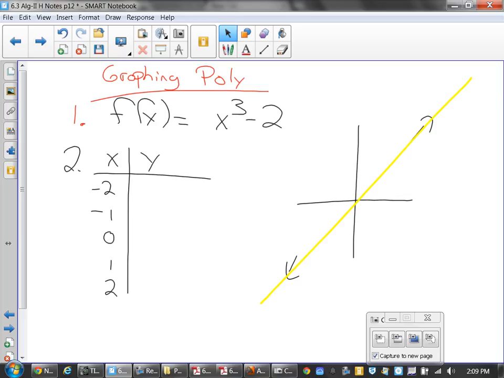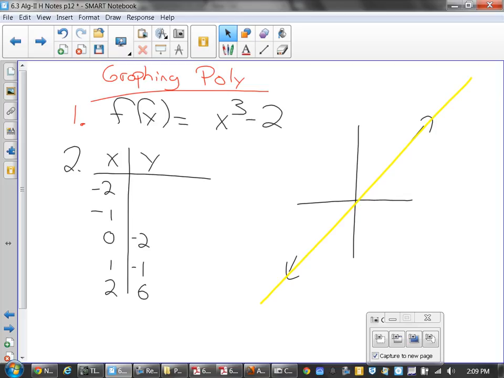What's 2 cubed? What's 8 minus 2? What's 1 cubed? What's 1 minus 2? What's 0 cubed? 0. What's 0 minus 2? Negative 2.